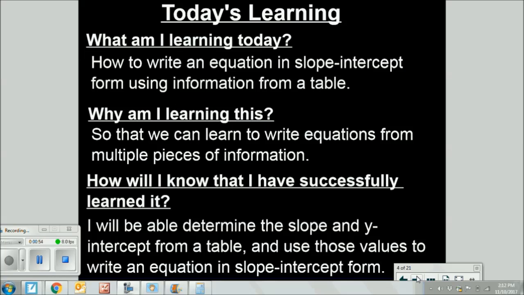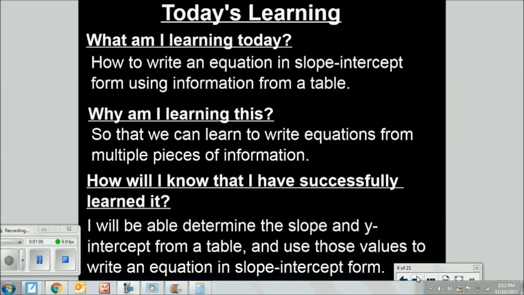All right. So today's learning, what are we learning today? We're going to learn how to write an equation in slope-intercept form using a table as our main source. We've talked about it a lot from a graph. Now we're going to talk about writing slope-intercept form from a table.